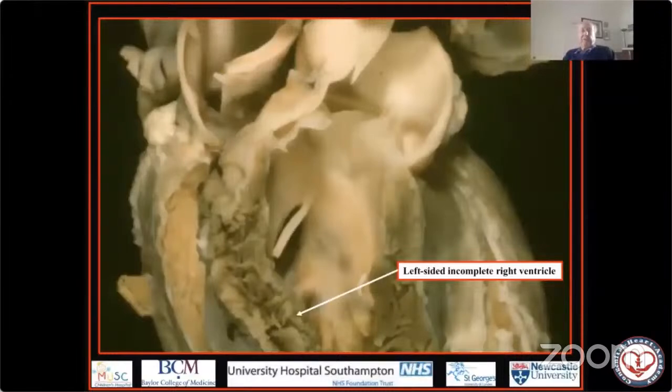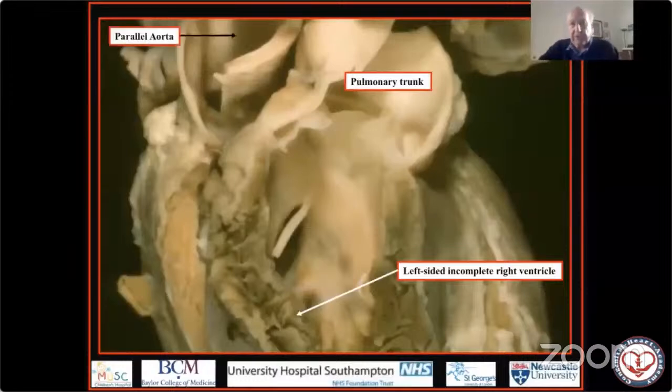And you know that probably in the commonest example of double inlet ventricle, we have discordant ventricular arterial connections, and then the aortic root is arising anteriorly and left-sided. This time, however, because we have concordant ventricular arterial connections, it is the pulmonary trunk that is arising in anterior and left-sided position. But as it's arising from the incomplete right ventricle, we still have concordant ventricular arterial connections.